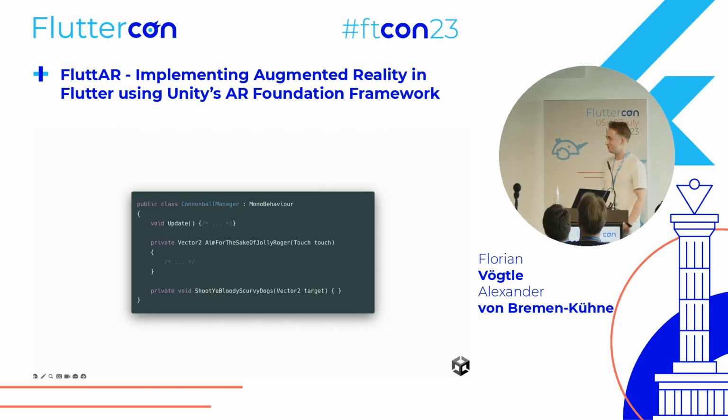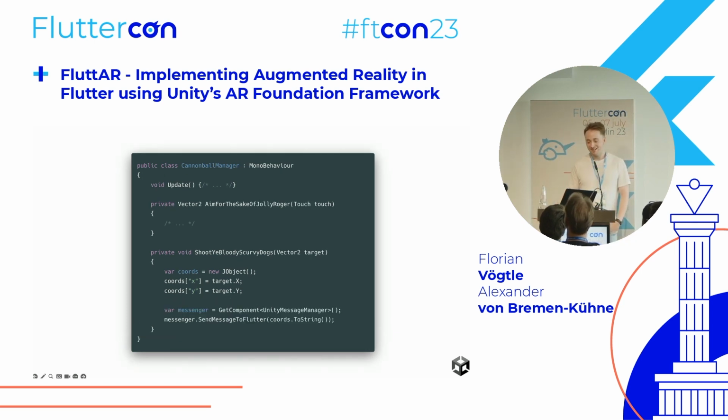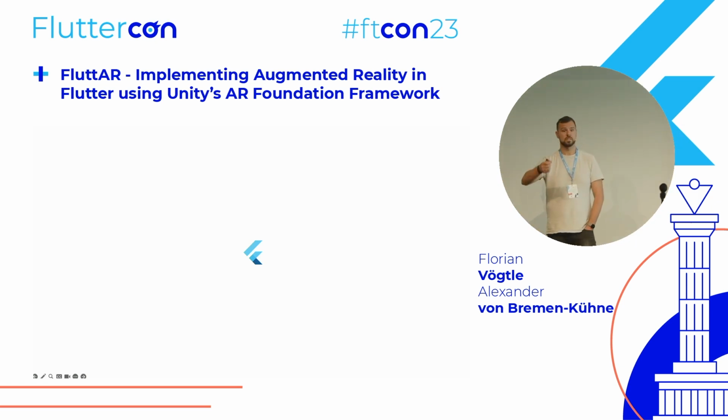And then comes the shooting part, and it's boring here in Unity because we just create a JSON object, pass in our X and Y coordinates, and we use the Unity Message Manager. That's the one responsible for communication between Unity and Flutter, to pass that information to Flutter, where hopefully all the magic happens. Exactly. So this is provided by the Unity plugin that we added in beforehand.